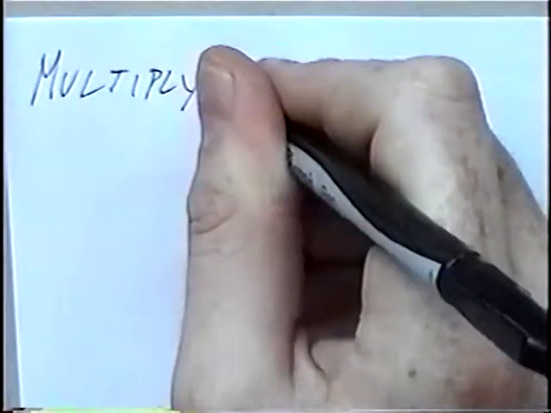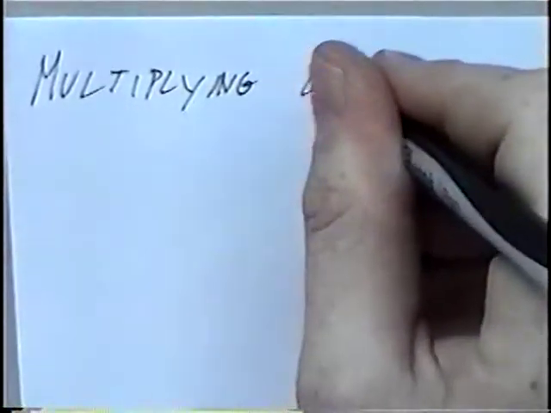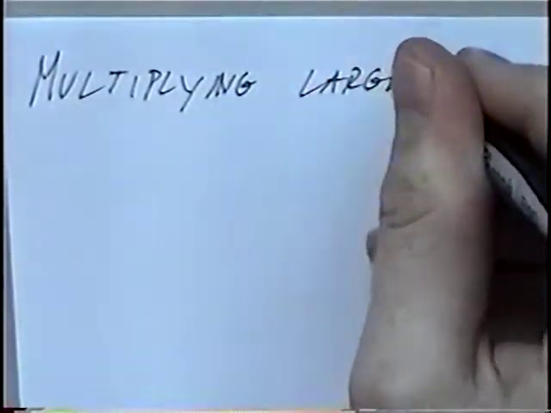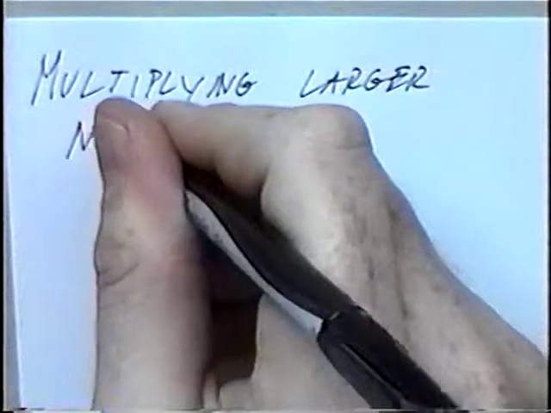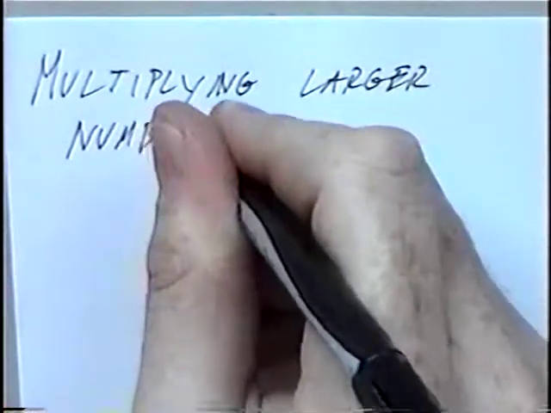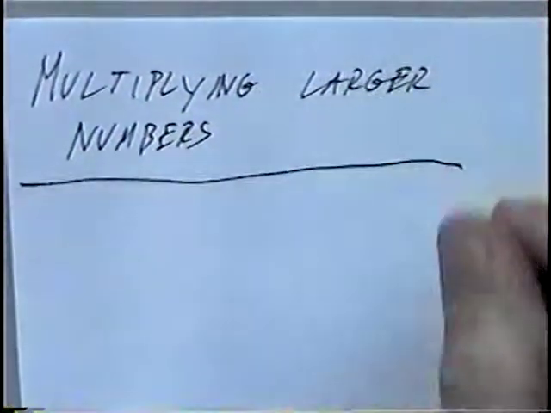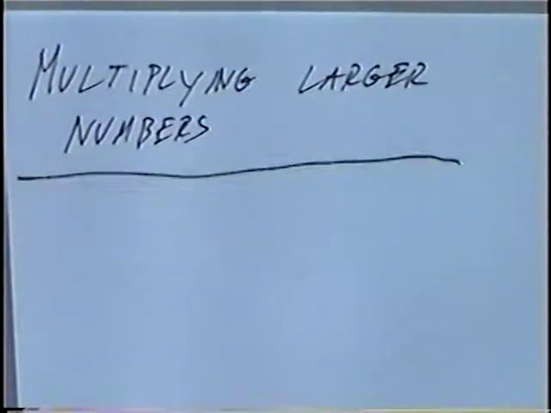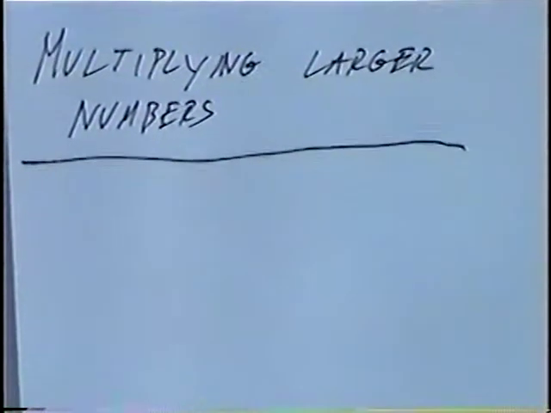Title of the first section today is multiplying larger numbers. In this section, we'll multiply 2 and 3-digit numbers.